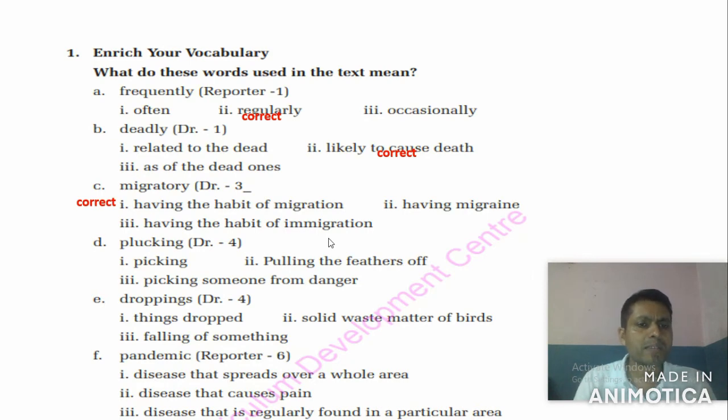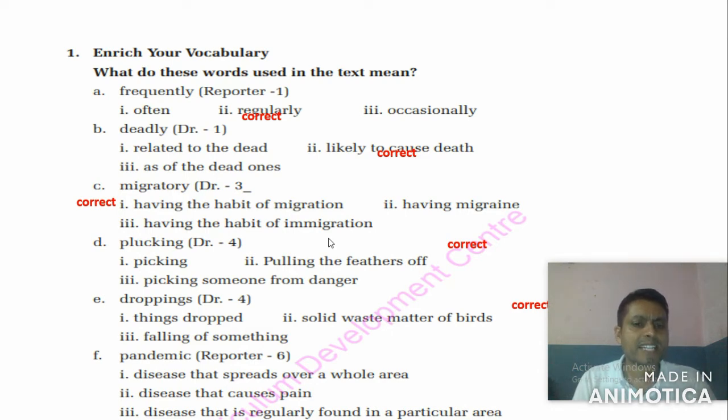Now look at the next one. Plucking. Plucking means picking, pulling the feathers off, or picking someone from dangers. What is the answer? Of course, pulling the feathers off. This means plucking. And dropping. Already we are familiar with this word. Dropping here means solid waste matter of birds, or falling of something. As we discussed before, solid waste matter of birds is called dropping.